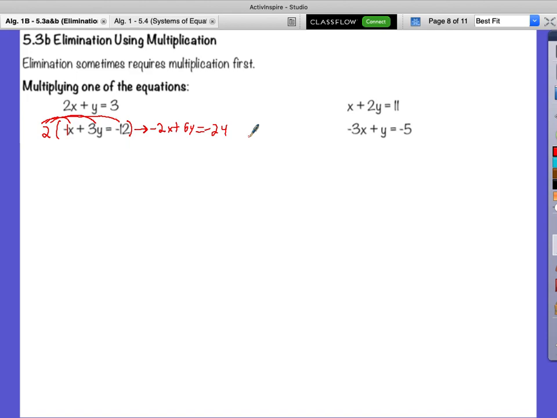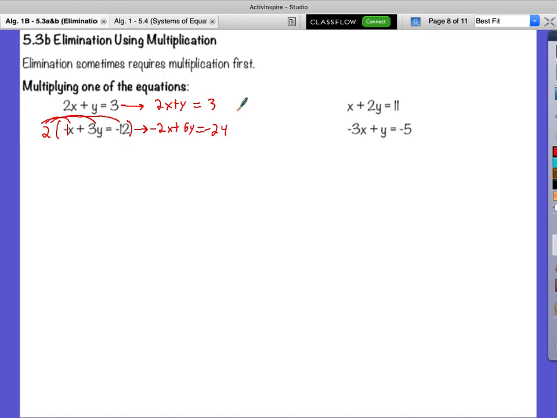Did I change the top equation at all? No, okay. Now, just to make sure we still have it lined up, I'm going to go ahead and draw an arrow over here, and I'm going to rewrite this top one just the same as it is. 2x plus y equals 3. Just because we still want it to be very lined up. Now, do we notice that we're ready to eliminate something? Yeah. What would eliminate here?